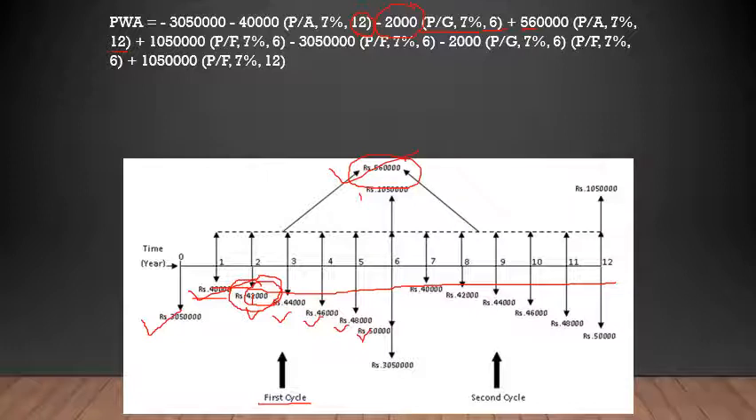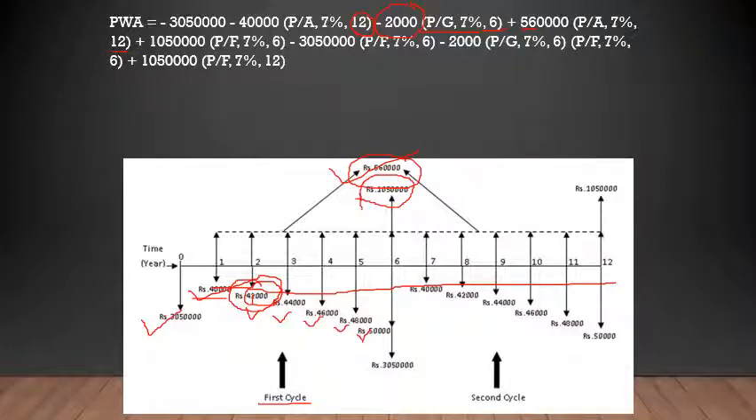What else remains now? Take one cash flow by one cash flow. There are so many cash flows here. First we considered P. Next we consider this cost 40,000. Next we consider this G of first cycle, that is 2000. Next we considered 5,60,000, which is the annual income for the entire 12 years. That is done. Which is remaining now? The salvage value of the first cycle.